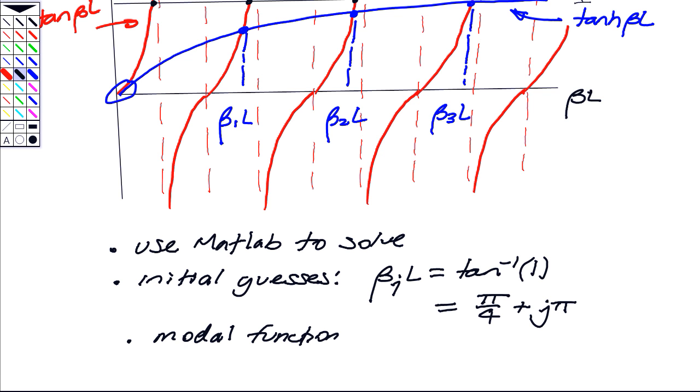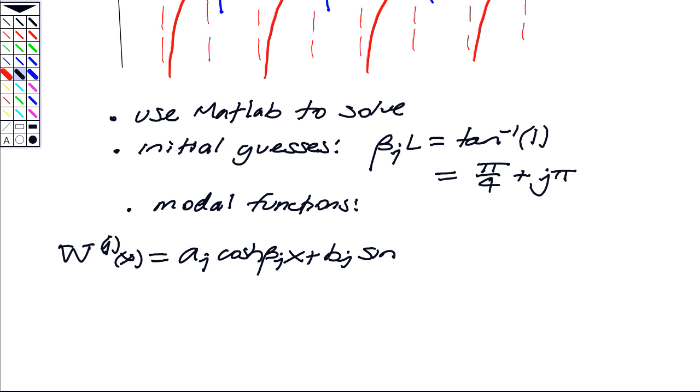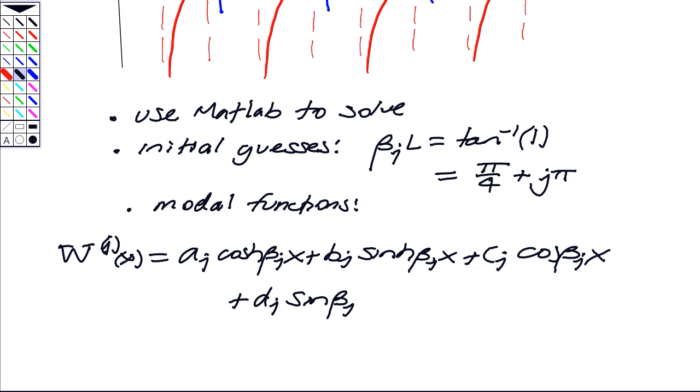Keep in mind that we have the roots of our characteristic equation. We will get our natural frequencies from the roots of the characteristic equation. But when we get through, we still need to have the modal functions. So don't forget that the modal functions are what we have here, the A cosh, the B sinh, the C cosine, and the D sine. We have seen that the Cj's are equal to the minus Aj's. And we saw that the Dj's in a similar way were equal to the minus Bj's.